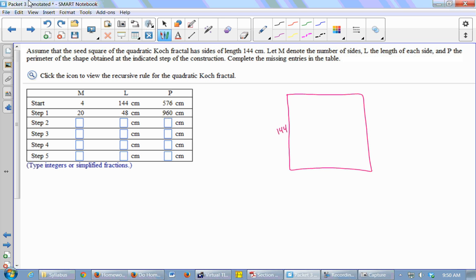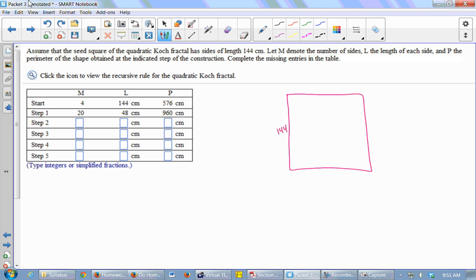N is going to be the number of sides, L is the length of each side, and P is the perimeter. Okay, so at the start, I have 4 sides. It's just a square, right? The length of each side is 144. That was given, which means its perimeter, which is the distance around a shape, is going to be the number of sides times the length of each side. 4 times 144 is 576.